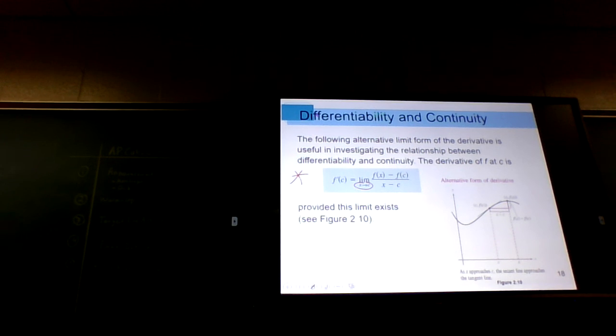And number 2, I would like you to find f prime of x. This is the derivative of this function. In other words, it's the formula that gives me all the slopes of the tangent lines, anywhere.